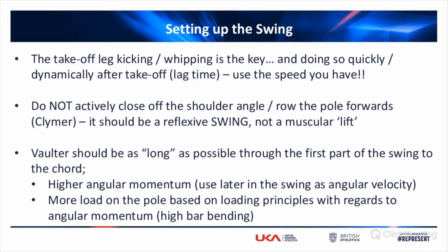The closing of this shoulder angle happens because the trunk moves up towards the arm, not because the arm cranks forwards towards the body. It should be a reflexive swing, not a muscular lift. So don't row the pole. That's a disaster for us.